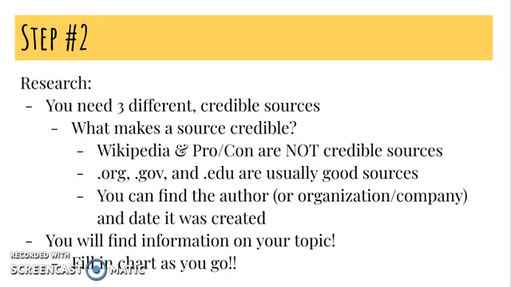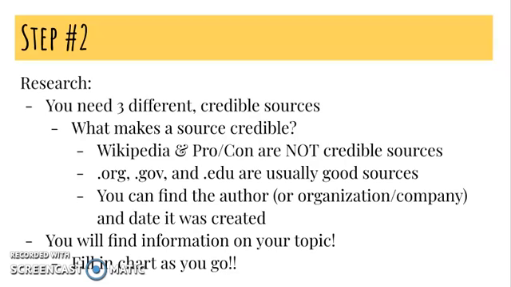For your research, you need to find 3 different credible sources. So what makes a source credible? When you complete your research, Wikipedia may be a good place to get some initial ideas, but it is not considered a credible source. That means you should not be filling in any of your chart with things you find on Wikipedia. Pro/con websites, like the pro and con of whatever your topic is, are also not credible sources. Instead, you want to focus on sites that end with .org, .gov, or even .edu, because those are usually pretty credible.